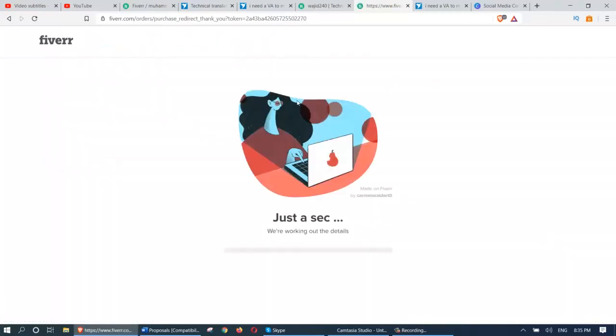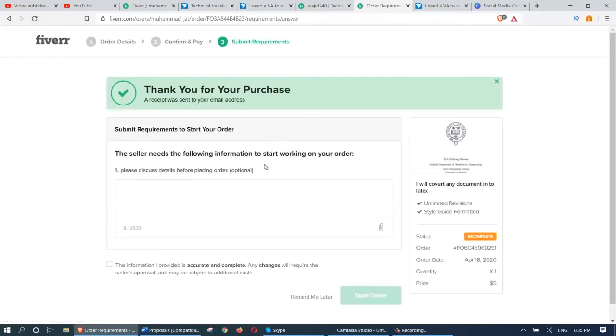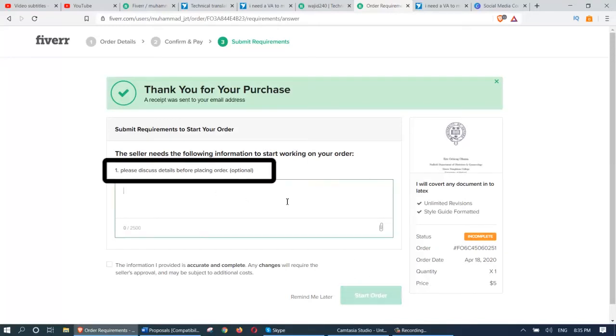So just a second, it is asking me what my requirements are. So my requirements are that I need a LaTeX file which needs to be converted. So this is the question he's basically asking me. After completing this question, my order would start.